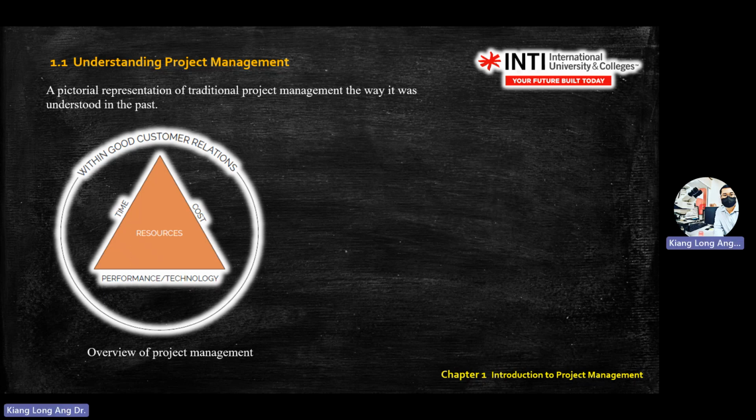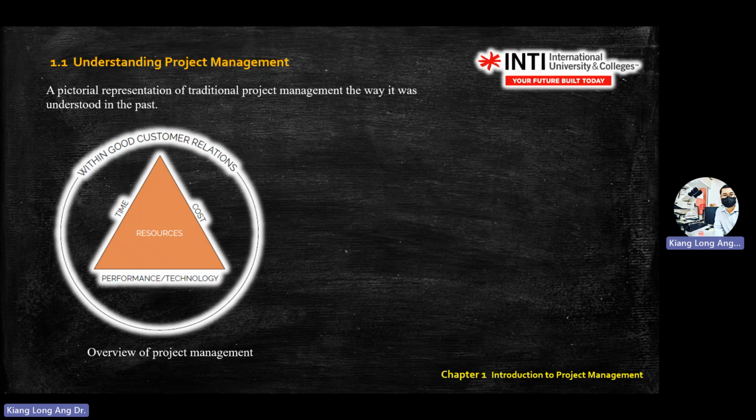For traditional project management, you deal with this triangle, right? So you draw this triangle. A few slides later, you will see we're explaining the relationship between the three components here. You draw the triangle, and in the middle is the resources. In project management, you manage your resources. And then you have time, cost, and performance or technology.